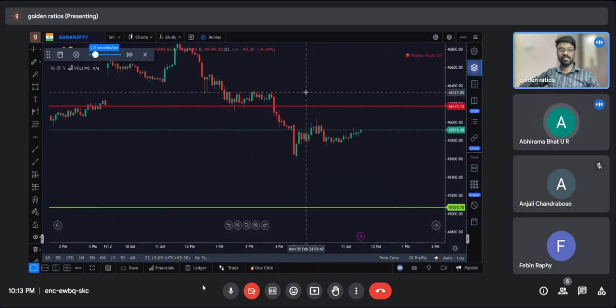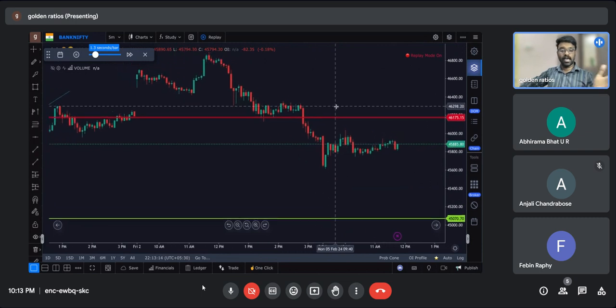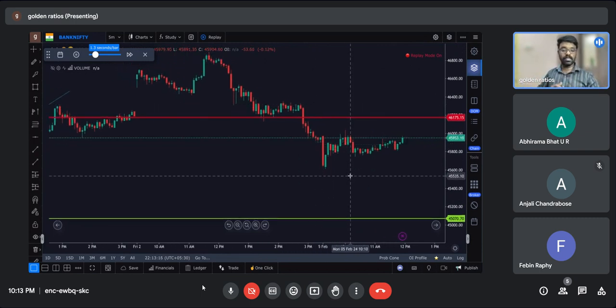Tomorrow will be the practical learning, how you have used it in the chart, and please find support and resistance for the last 5 days.